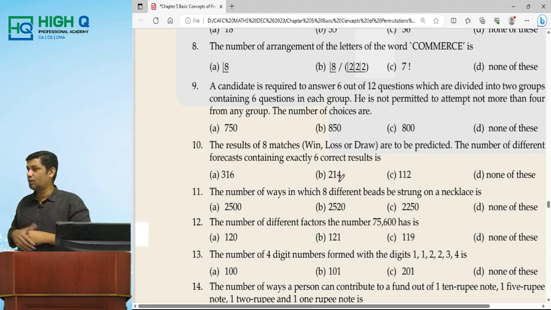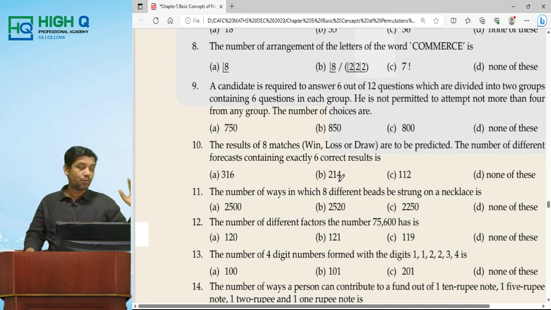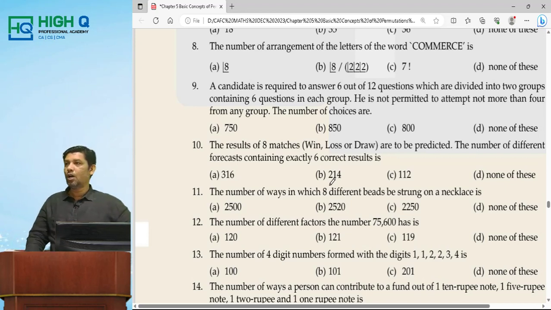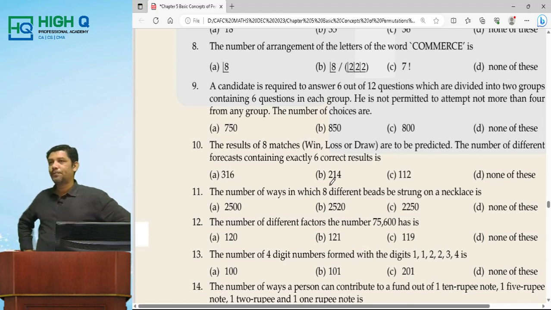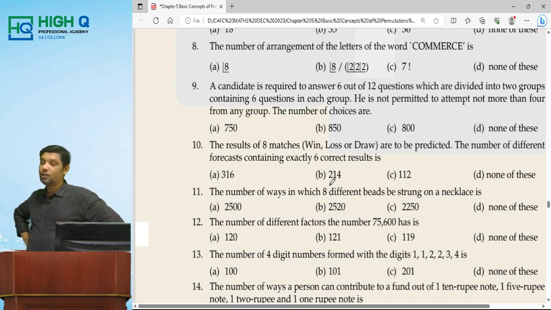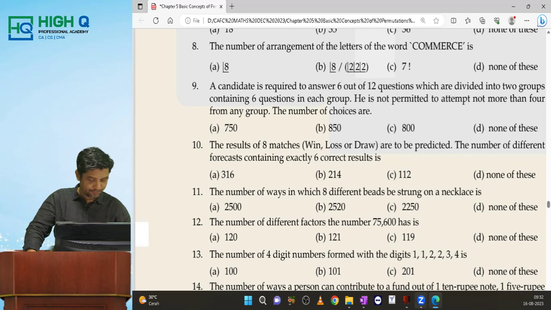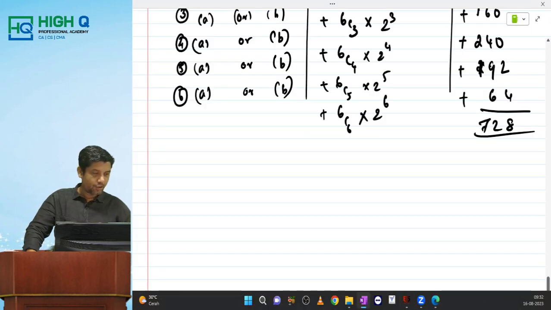That means my prediction went wrong. What does it mean that a prediction went wrong? For the 2 matches, for example, I predicted win, but it happened to be loss or draw. Am I right, my dear? For the 8th match, I predicted loss, but it was win or draw. Very good. Now look at this, my dear. Total how many matches?